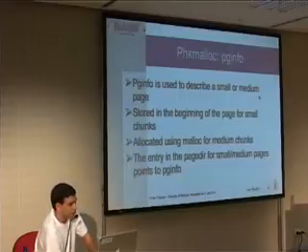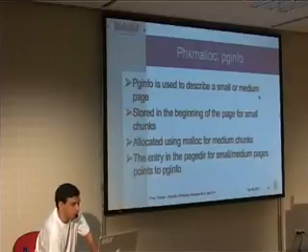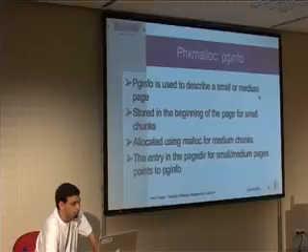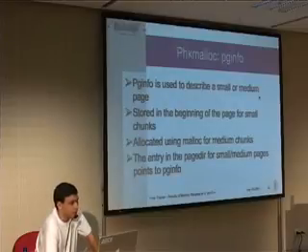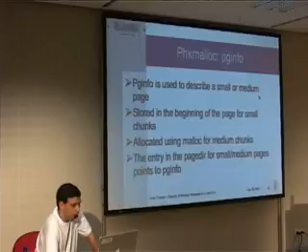So for every small or medium page, it stores a page information chunk, and for small pages, these are stored at the beginning of the small chunks. However, for large pages, they're stored again using malloc. And the entry in the page directory points to this page information.